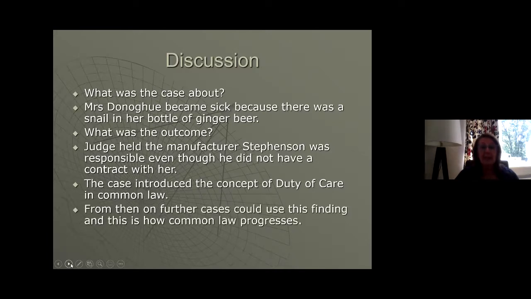So that meant judges moving forward that tried similar cases could look back on this case and use that as an example to win a future case.